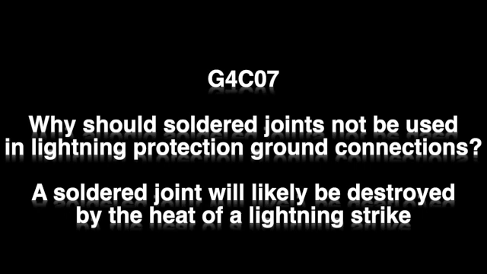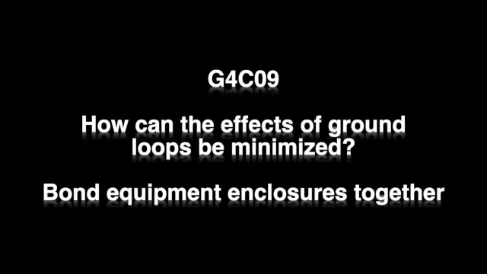G4C07. Why should soldered joints not be used in lightning protection ground connections? A soldered joint will likely be destroyed by the heat of a lightning strike. G4C08. Which of the following would reduce RF interference caused by common mode current on an audio cable? Place a ferrite choke on the cable. G4C09. How can the effects of ground loops be minimized? Bond equipment enclosures together.